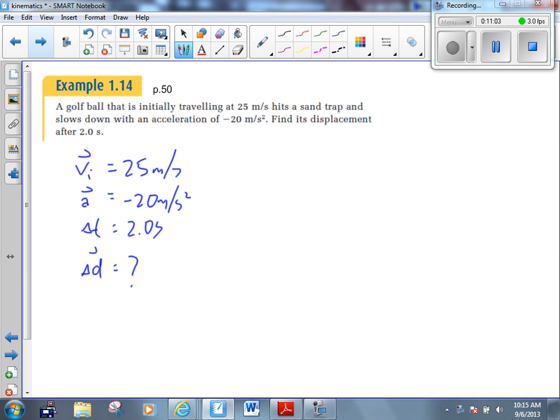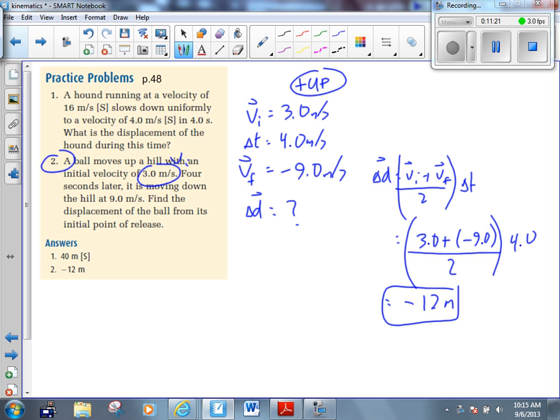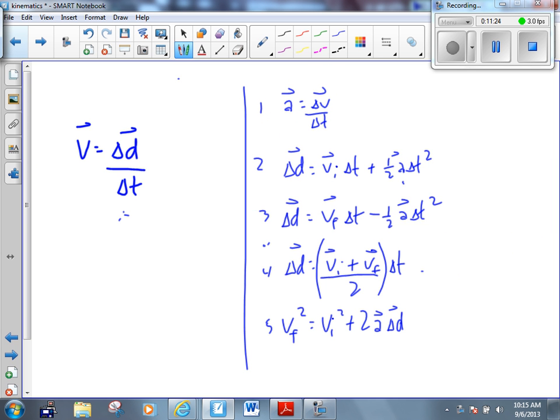By the way, I forgot to ask you this question. Is it group A or is it group B? I think it's pretty clear that it's group B, right? We've got the value of the acceleration. Pretty clearly, it's accelerating. Slowing down, but still accelerating. Which one seems to fit the best? We've got VI, we've got A, we've got T, and we're looking for D. Which of our group B equations seems to fit the best?